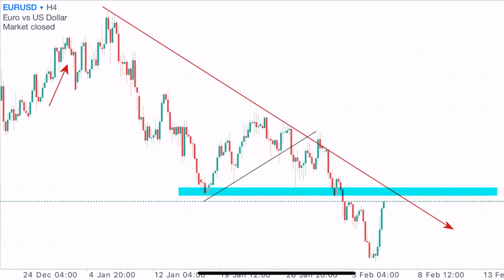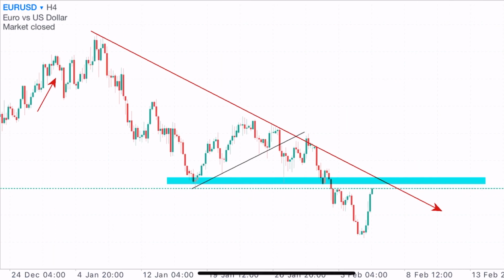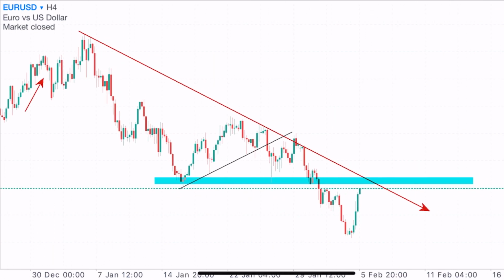So the next chart that we have is the Euro USD. I haven't traded this one in a minute, so it kind of feels good to have this pair back on the watch list again, you feel me?